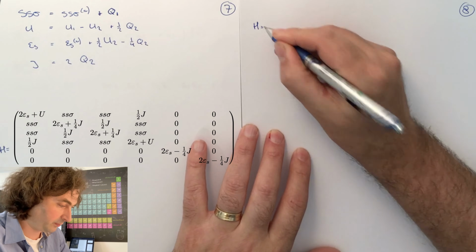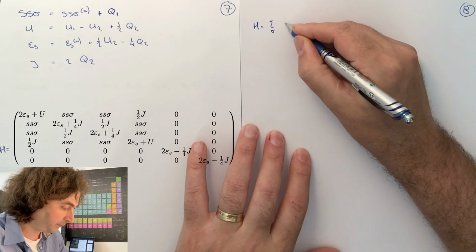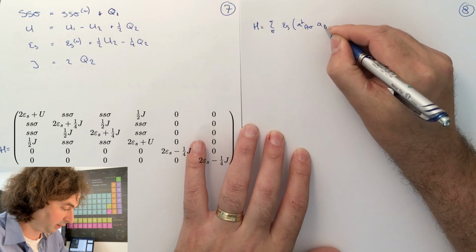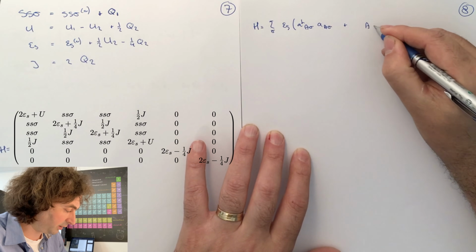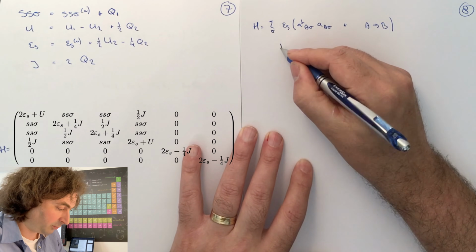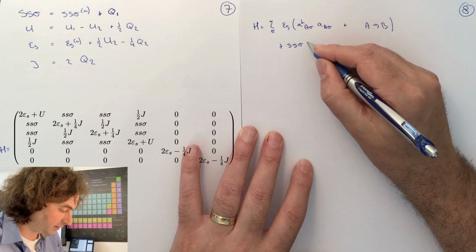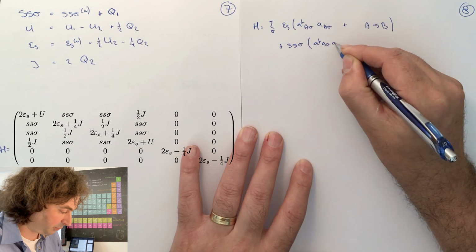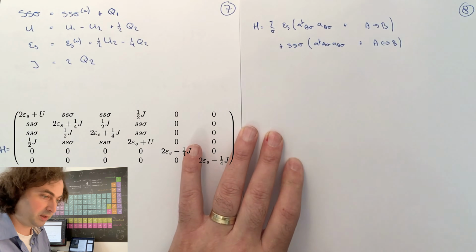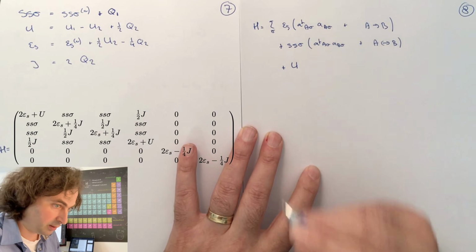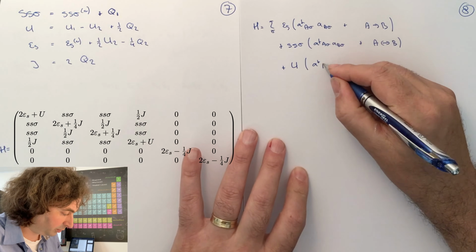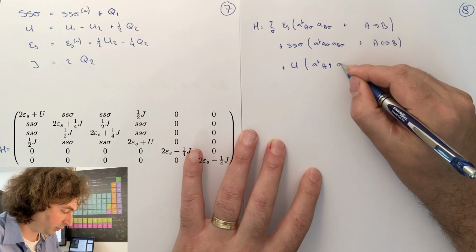And our Hamiltonian is now given by a sum over the spin. Then we have our on-site energy, A dagger, A sigma, plus, and then the case where we change A to B, plus the hopping, S sigma, A dagger, B sigma, plus, again, the case where we interchange A and B. Then we have the Coulomb interaction, where we look at the double occupation of site A.